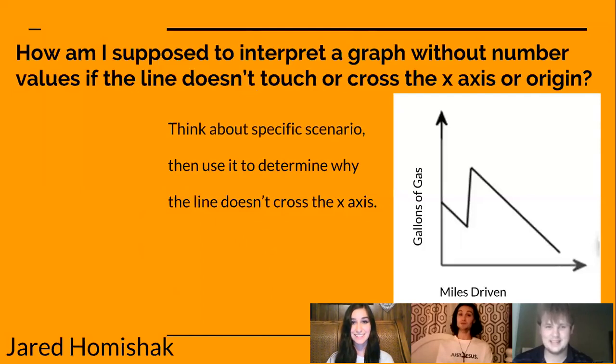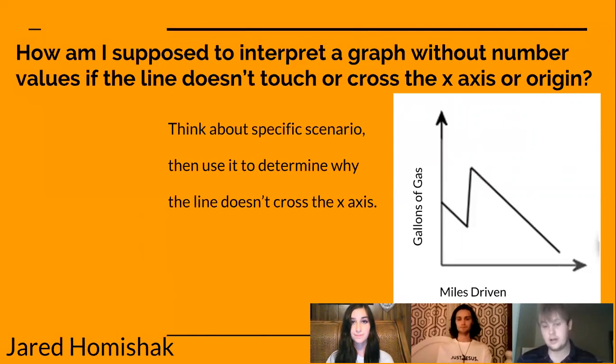How am I supposed to interpret a graph without number values if the line doesn't even touch or cross the x-axis or origin? Oh, that is an excellent question. Well, once again, it goes back to the scenarios. You just have to think about it and then figure out, okay, why would it not want to cross the x-axis or origin? Like, for example, with the gas in the driving scenario, I have that over here on the right as well. If you have a car or truck, you never want to run out of gas.